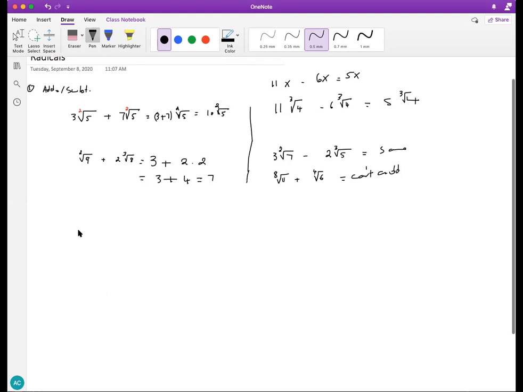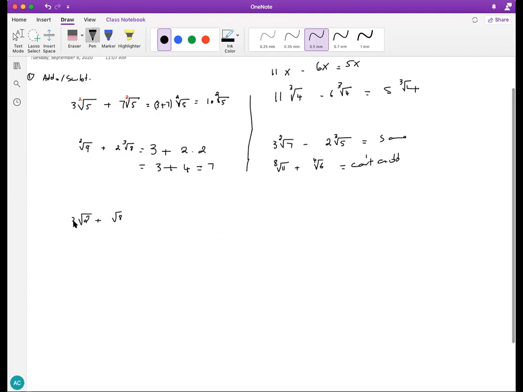Here's an example. So let's say you have radical 2 plus maybe radical 8. Let's add a number here, maybe 3. First of all, can we add these two right away? No. Because even though the index is the same, the index is 2 here and 2, but the inside is not the same, so we can't add right away.